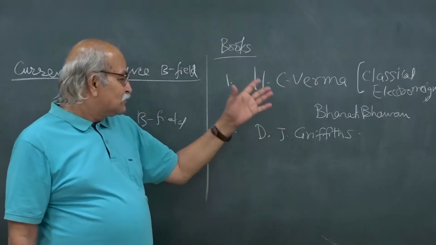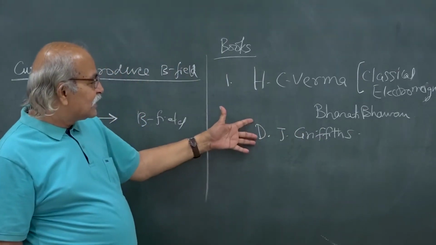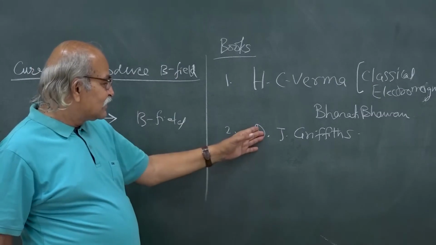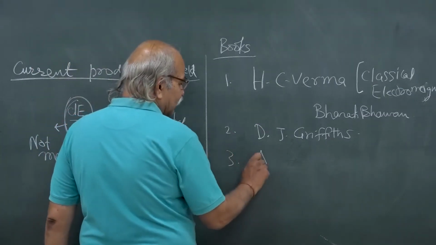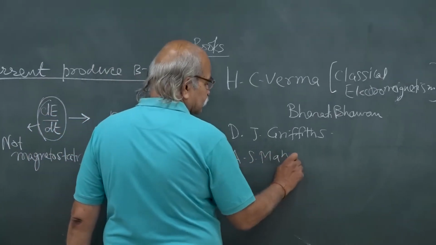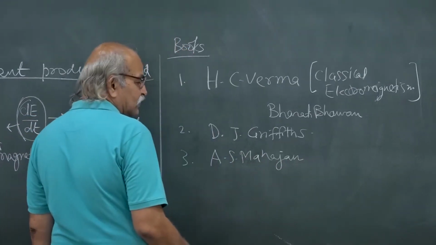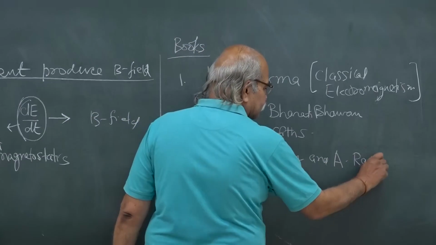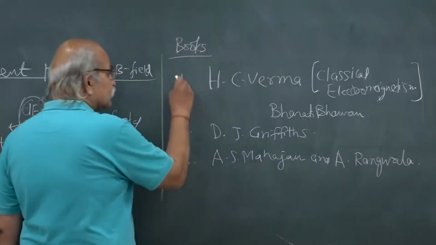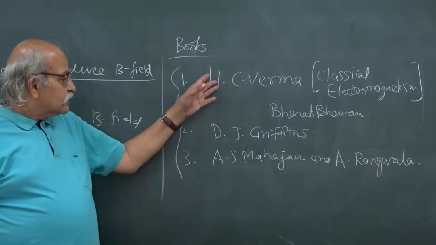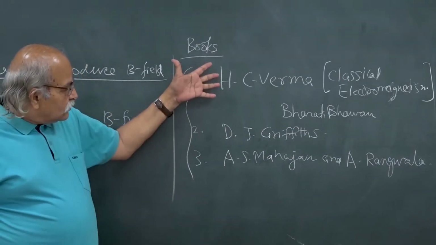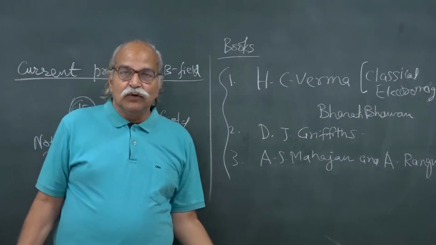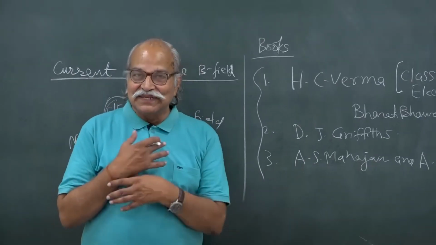I have extensively studied from this book and taught from this book in IIT Kanpur. And for this lecture series also, I have consulted this D.J. Griffith's. And the third is by A.S. Mahajan from IIT Bombay, retired professor, and Abbas Rangwala. So these are the three books which I have consulted, and I have based my lectures on the descriptions given here, here, and here. So that is all about the course as such. Next time we will do some real magnetostatics.